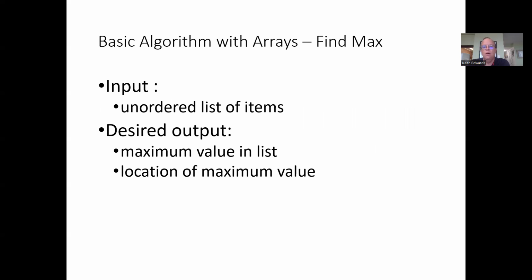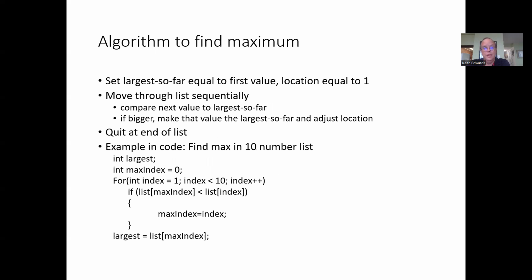So one of the basic algorithms that you'll want to do with an array is to find the maximum element within an array. So imagine you have an unordered list of items that you've stored in the array. And what we want to do is find the maximum value in the list and also the location of that maximum value. So how do we do that? Well, we start with the first element and say, hey, that's the largest one that I've seen so far. Then we go through the list one at a time and compare it with the largest one that we've seen so far. If it's bigger, make that value the largest so far and adjust the location. And then we quit at the end of the list.